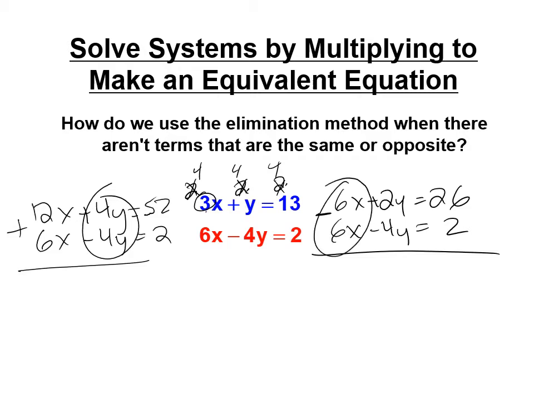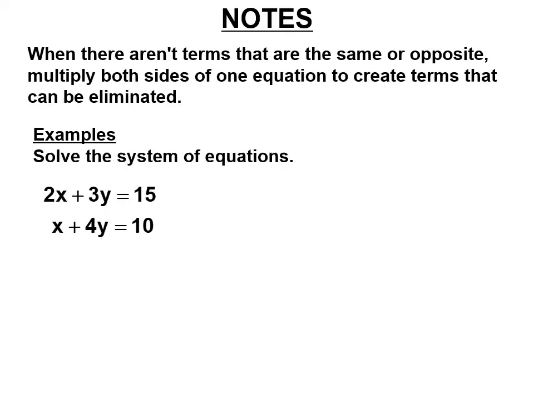So you're going to have to look at them and make a decision. There is going to be more than one way to do most of them. Either way would create an elimination. All right, so when there aren't terms that are the same or opposite, multiply both sides of one of the equations to create terms that can be eliminated.